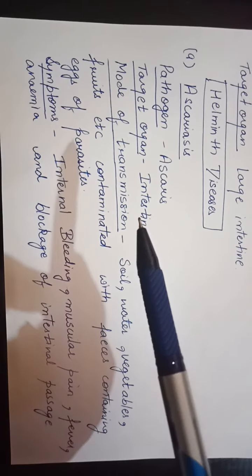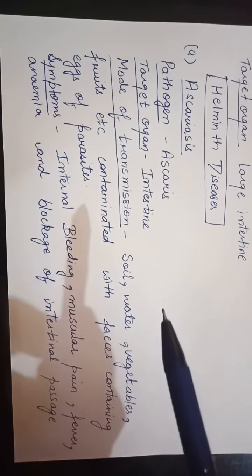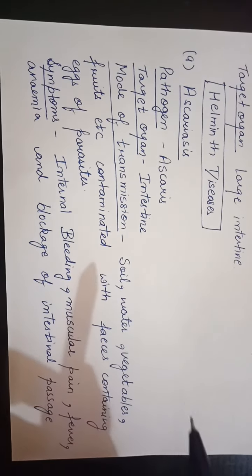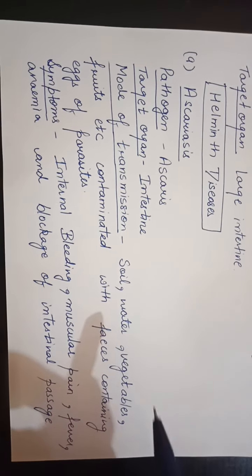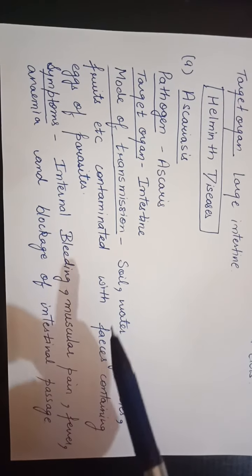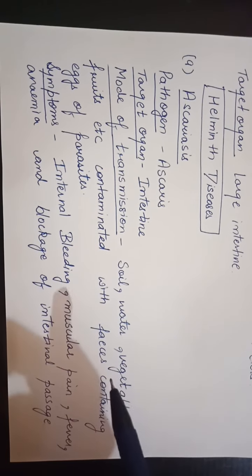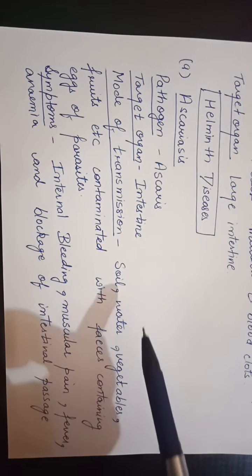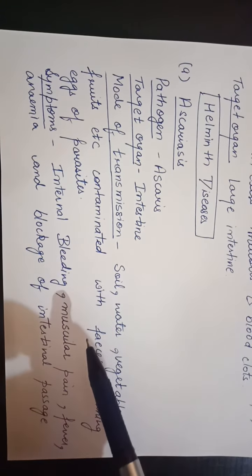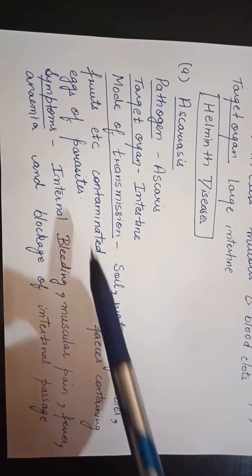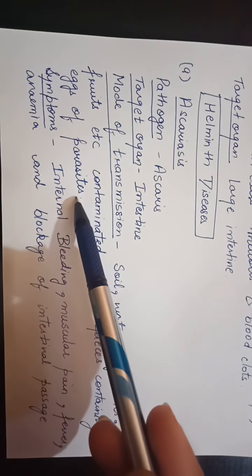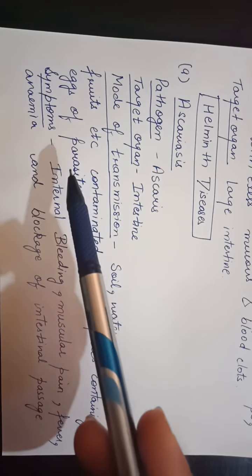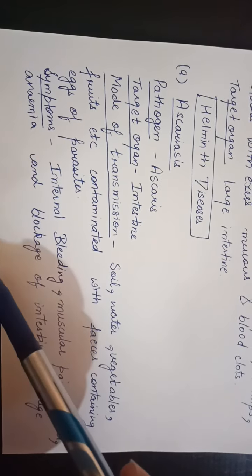And what is the mode of transmission? Directly from the soil, or from water, vegetables and fruits that are contaminated with fecal material. If these food substances are contaminated, they contain the eggs of the parasites, and when we ingest these eggs, they develop into worms in our intestine.